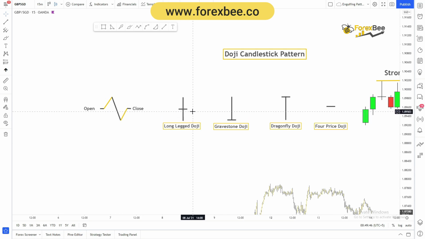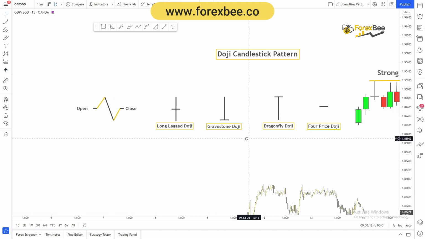Another one is the gravestone doji, in which the price opens up here, goes all the way up, and then goes all the way down to the base, to this body. A doji candle doesn't actually have a body because the price opens and closes at the same level, but this is a very small body. This is basically called the gravestone doji.